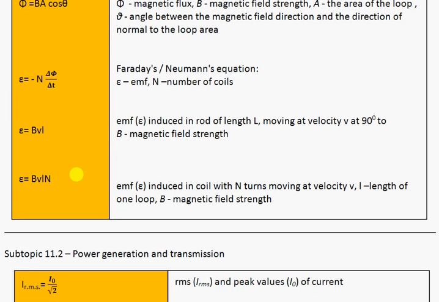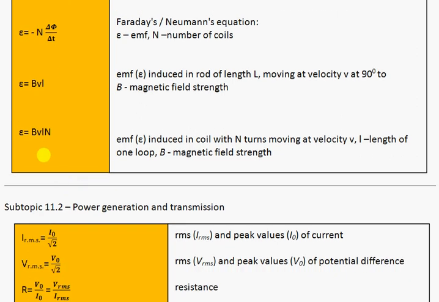EMF also will be induced in a rod moving in a magnetic field. The value of EMF equals field strength times velocity times length of the rod. If we have a coil moving in a magnetic field, then we include the number of turns here, so we will have the total length.